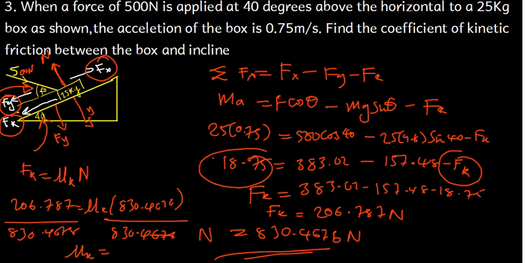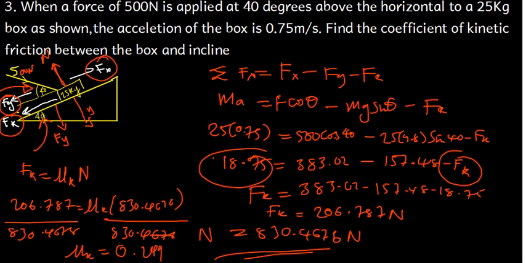So we see what we are going to find as mu k. That is 206.787 divided by 830.4678. What I'm finding is 0.249. So it has got no unit. The coefficient of kinetic friction has got no unit. Okay, so let's hope what we've done is just right. Let me just confirm again.